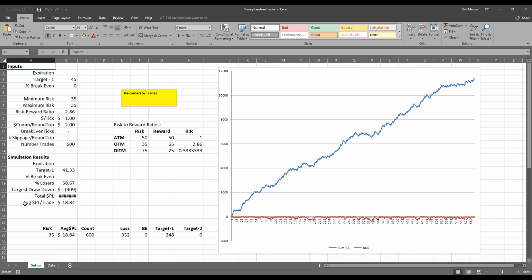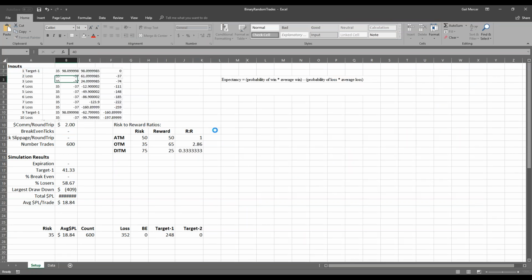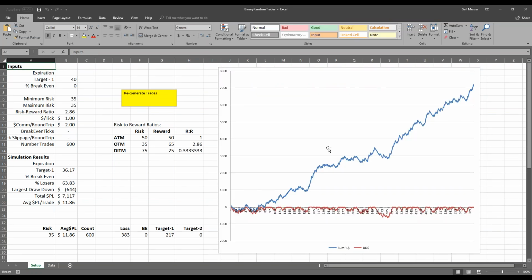Now, in this case, your average profit or loss per trade is $18.84. Could we go lower than 45? Let's see. We're still actually at 36% profitable. You're still showing a profitable strategy.